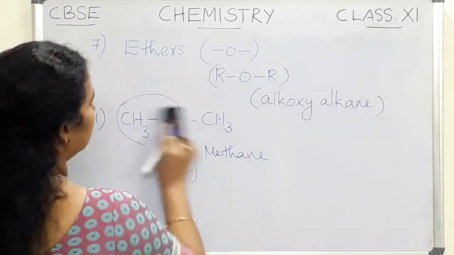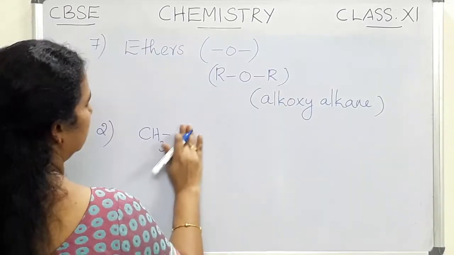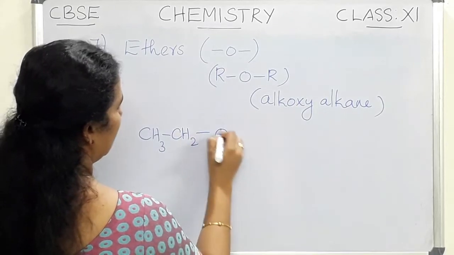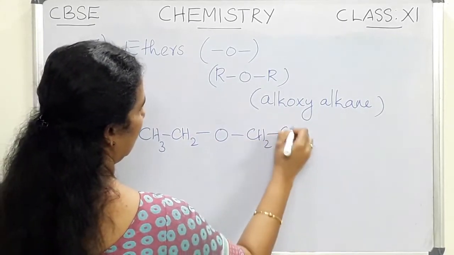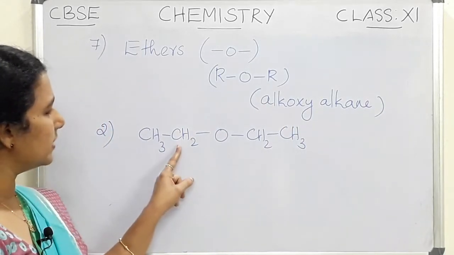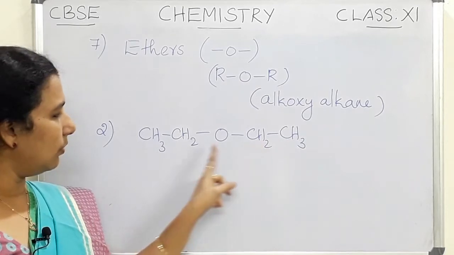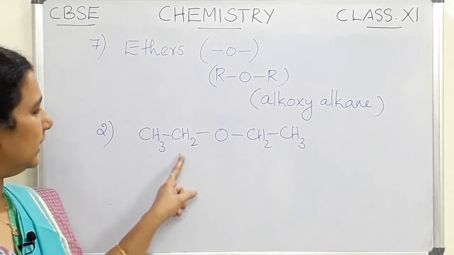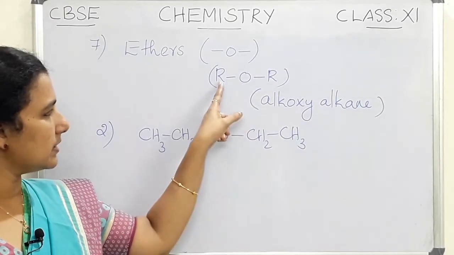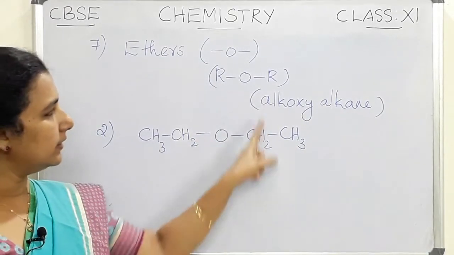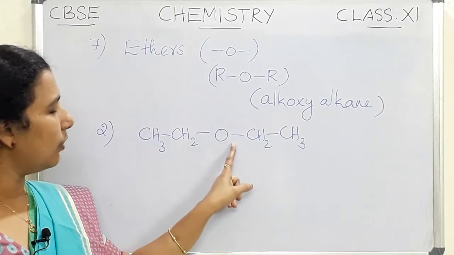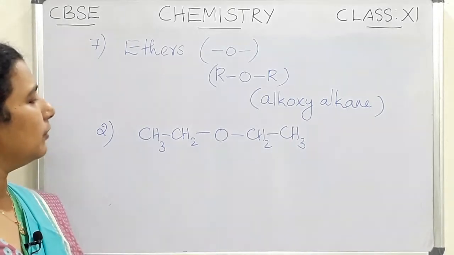So consider another compound. Here, CH3CH2, CH3CH2, this is an ethyl group. So ethyl group on both sides. This is the R group, this R is ethyl, and this R again is ethyl. So ethyl groups on both sides of oxygen. This is another example of an ether.